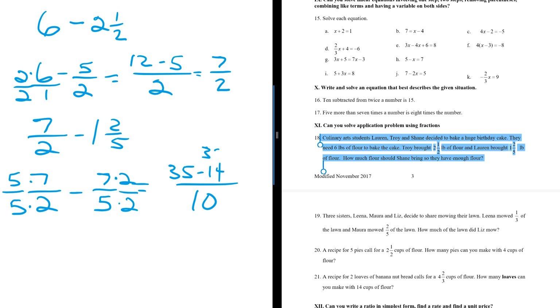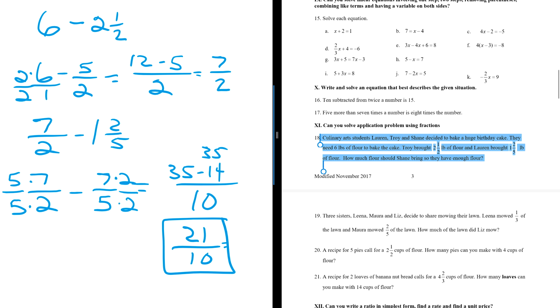All right, so I'll put the 35 up here and subtract it away. So I got 21 over 10. Can you simplify that? No. So this would be your answer. Okay, and that's what Troy has to bring.